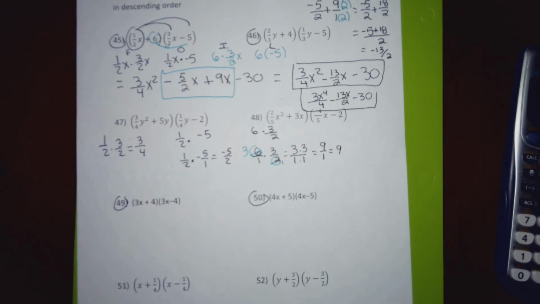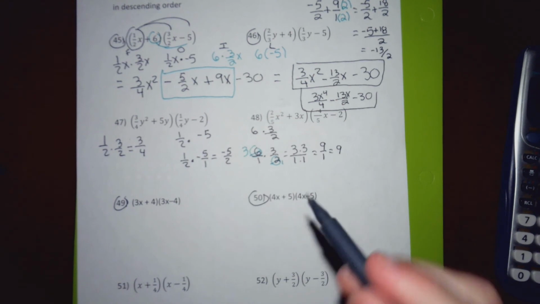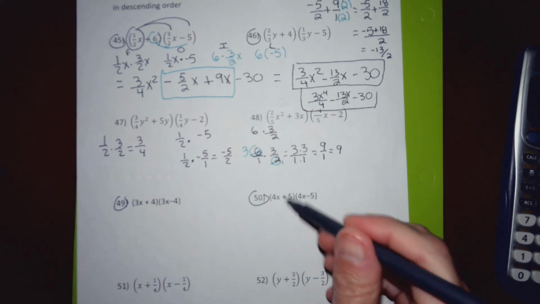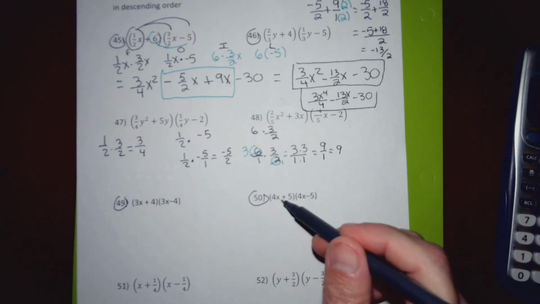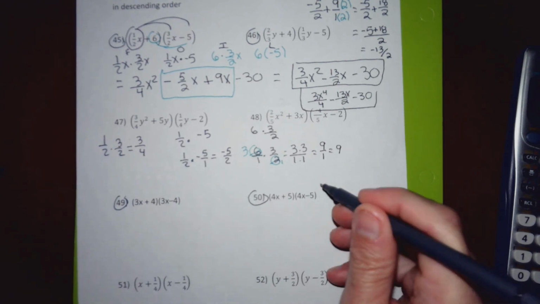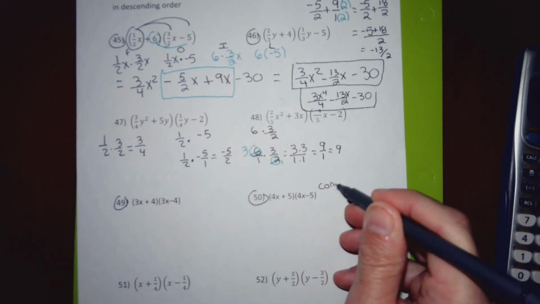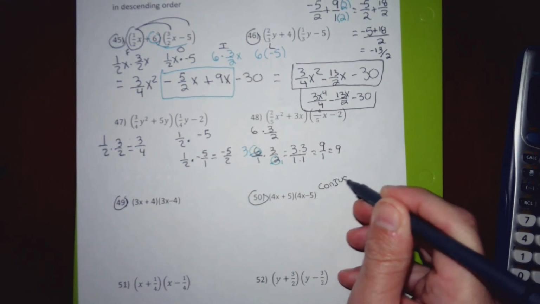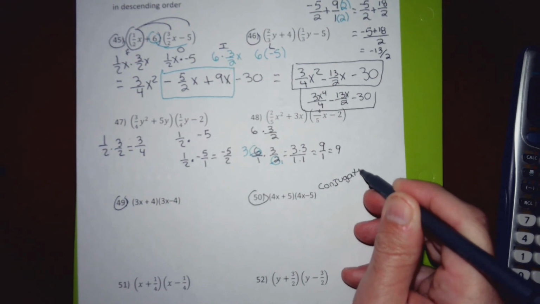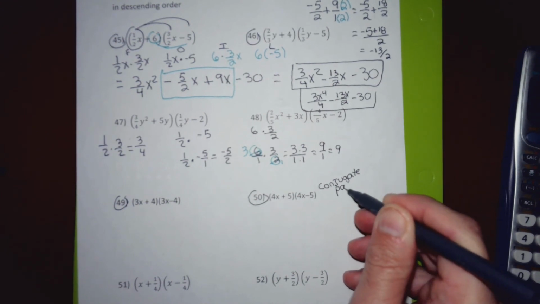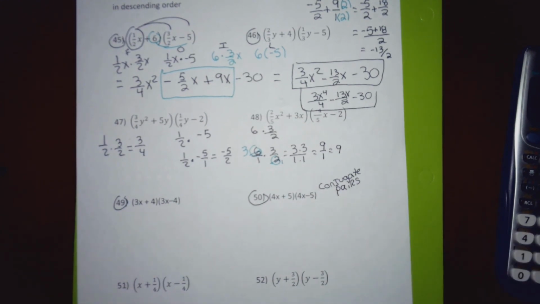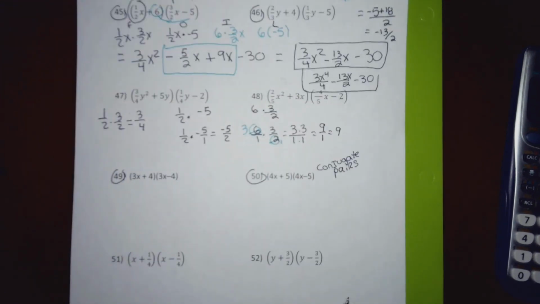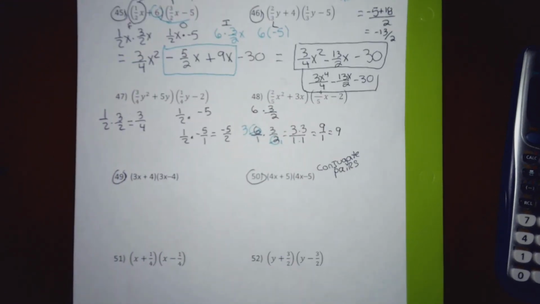So I'm going to move on to 50 and do the 4 multiplications. If you notice problem 50, the parentheses are identical. Each has a 4x and a 5, except one has a plus and the other has a negative. When this happens, when you're multiplying binomials that are essentially identical, except one parentheses has a plus sign, the other has a minus sign, we call those conjugate pairs. And there's a quick way to multiply conjugate pairs that you might know already. But there's an efficient way to get the answer.